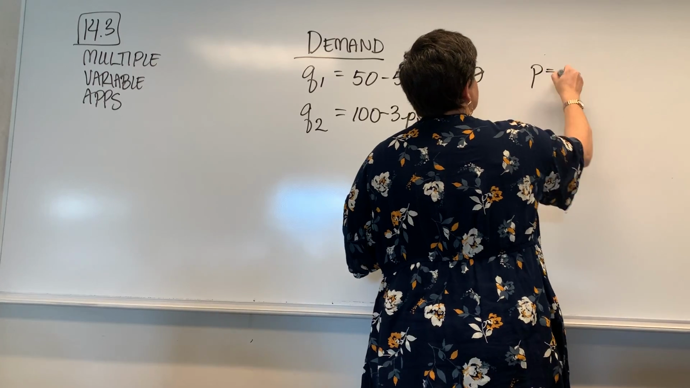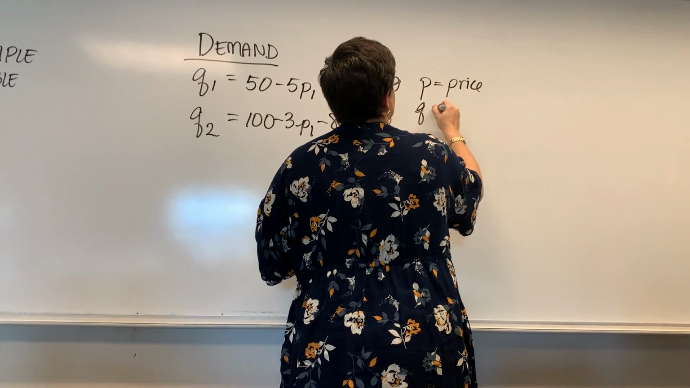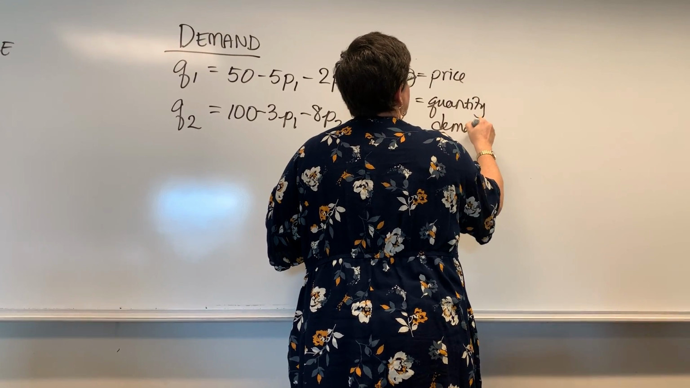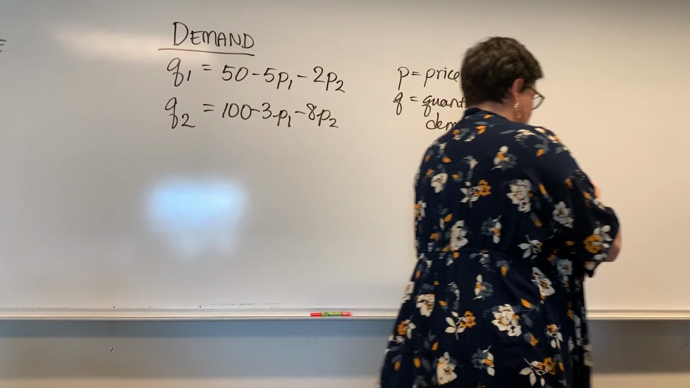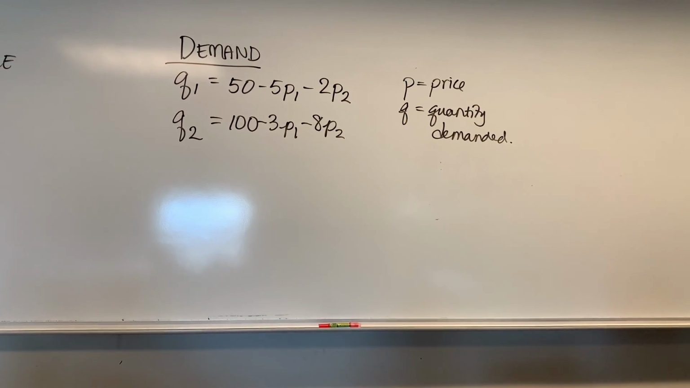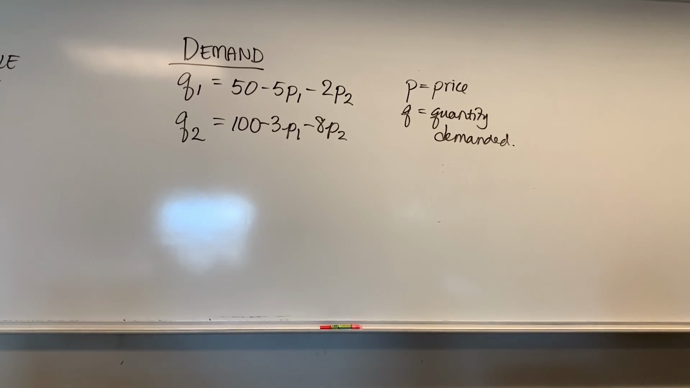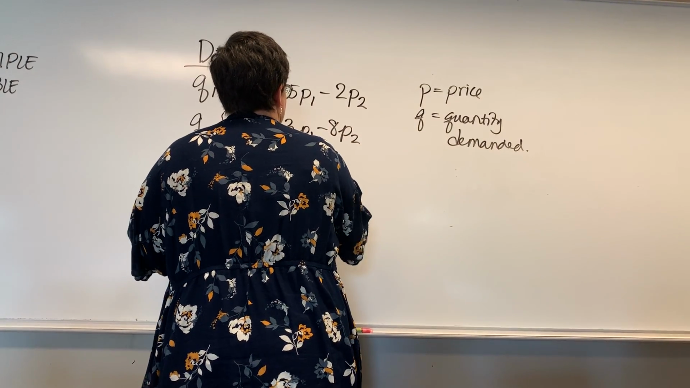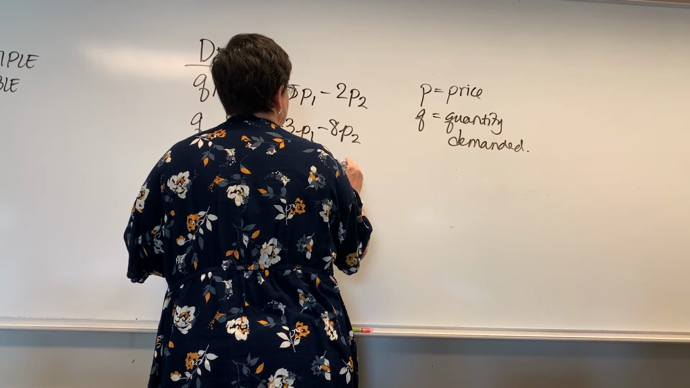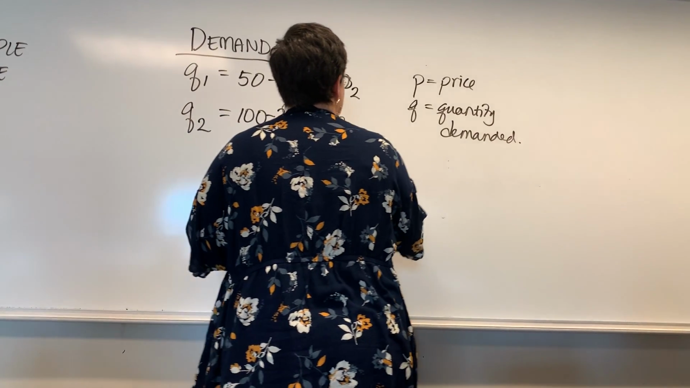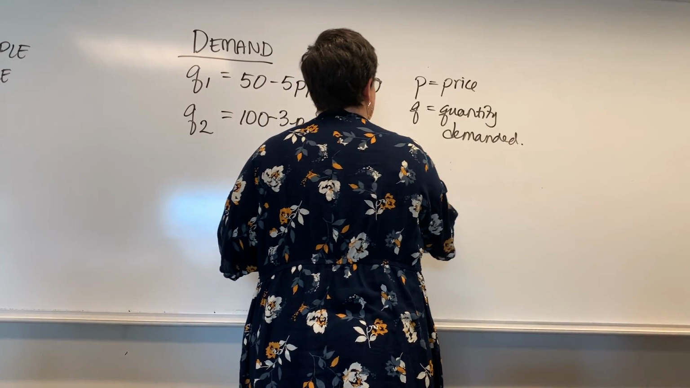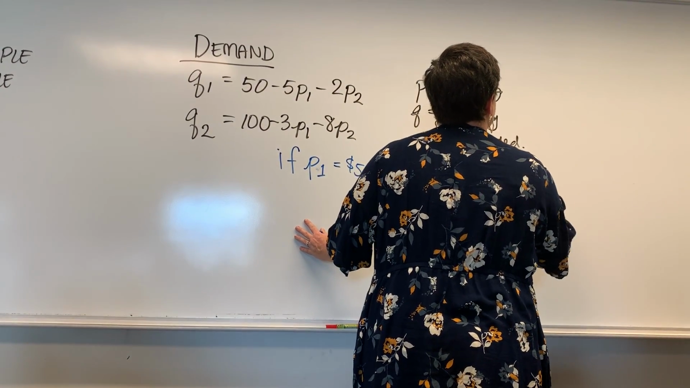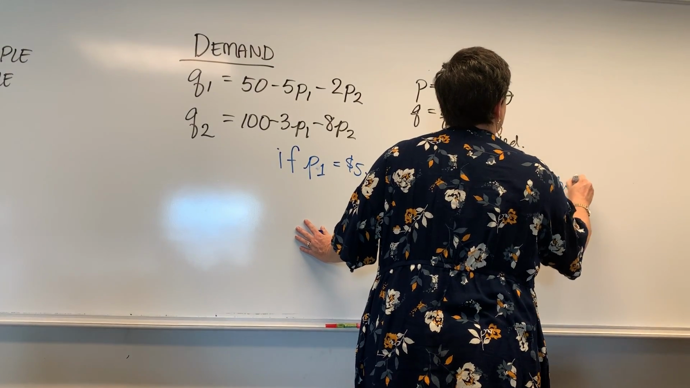So P is price, and Q is quantity demanded. At this point, none of this should be a surprise to you. So what if I ask you, if P1 equals $5 and P2 equals $8, what are the quantities demanded for products 1 and 2?